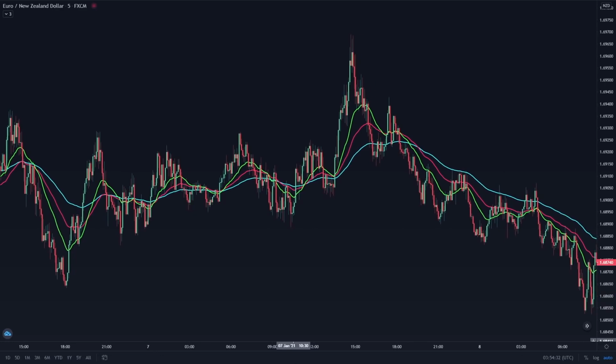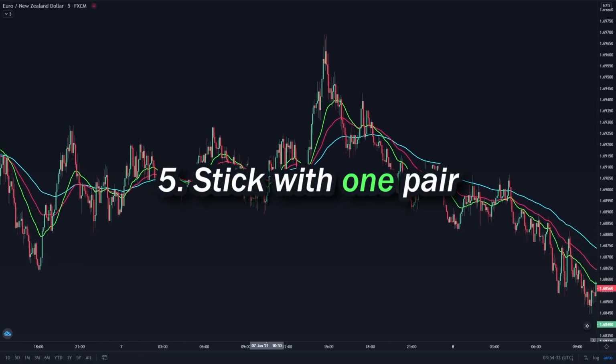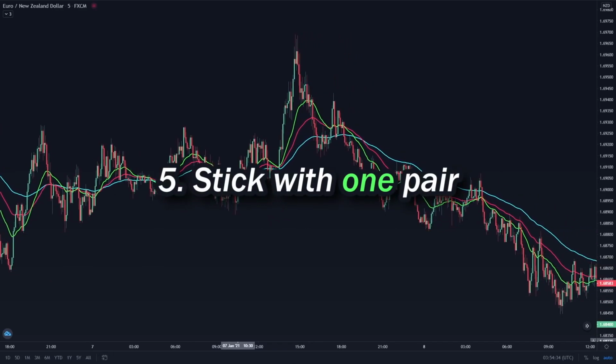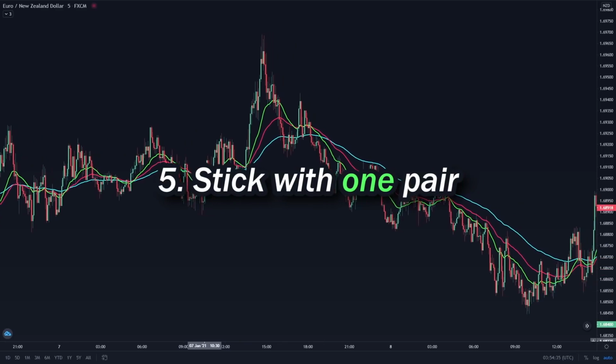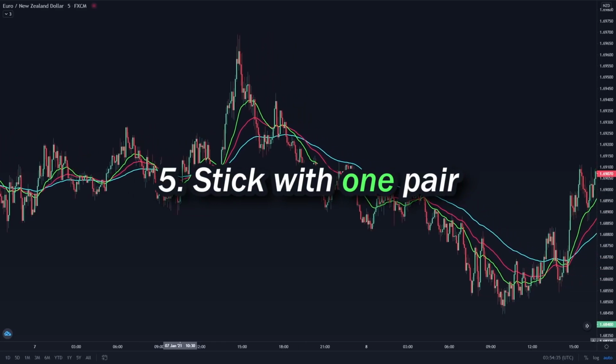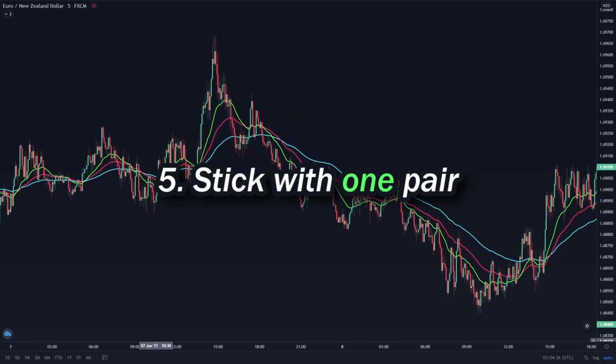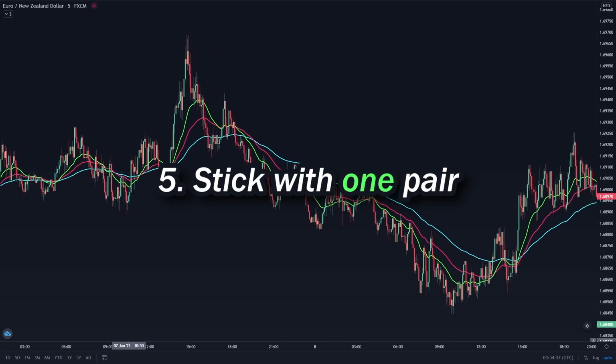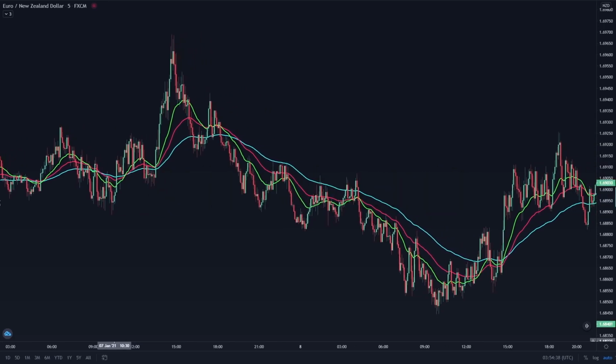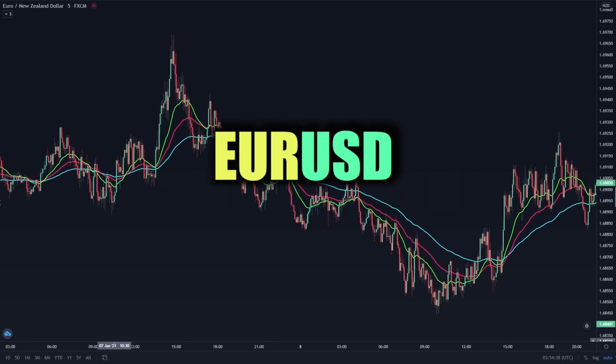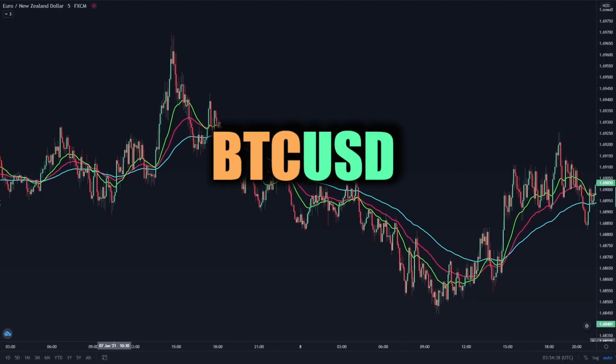And the last tip I have for you is to stick with one pair. When you're scalping, entry signals will appear very often. So you don't have to worry about missing entry signals from other pairs. Just choose one that you are comfortable with and stay with it. I recommend pairs like Euro USD for Forex and Bitcoin USD for crypto.